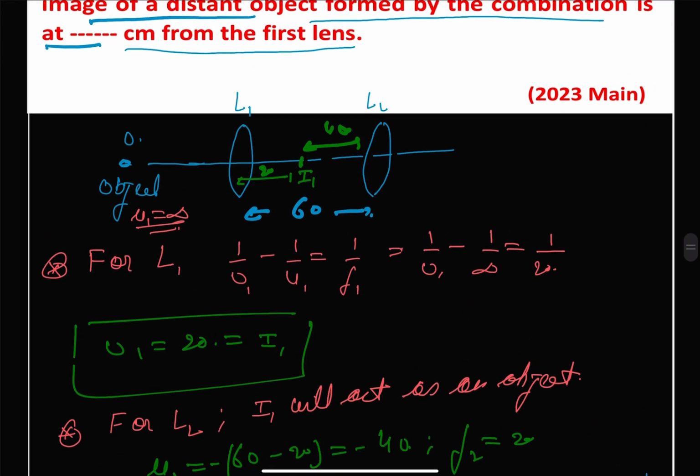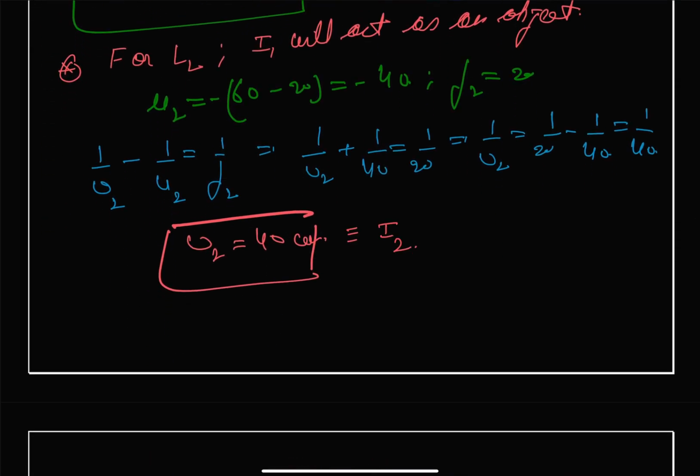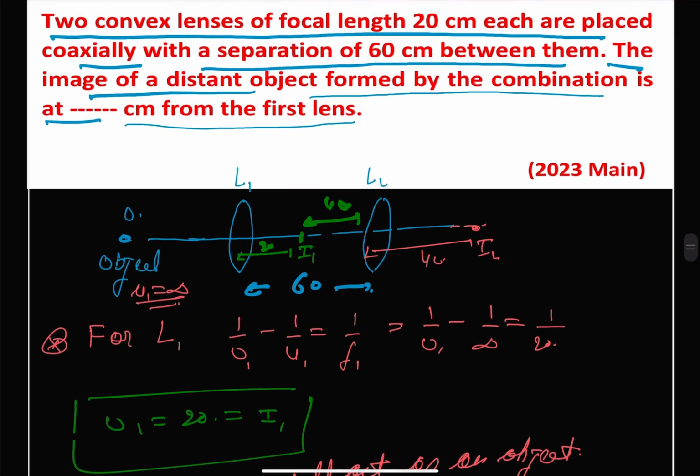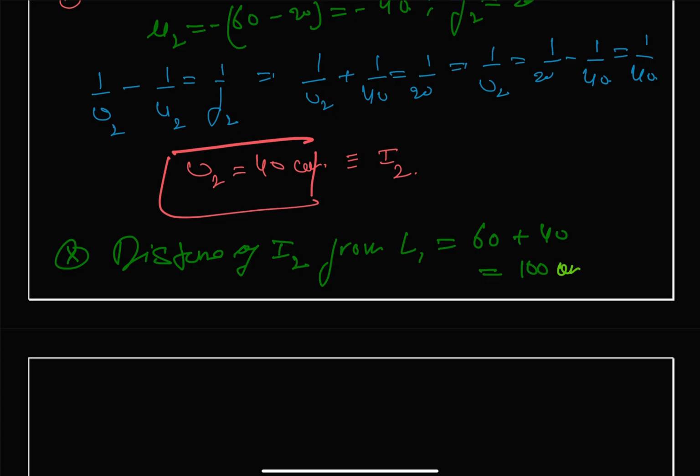So the image, let us suppose it is somewhere here, that is our I2, this will be our 40, and we call that I2, and we have to find out the distance from the first lens. Okay. So this total distance, we have 60 plus 40, which is equal to 100. So we have this as 100 centimeter. So the distance of I2 from the first lens L1 will be equal to 60 plus 40 is equal to 100 centimeters.